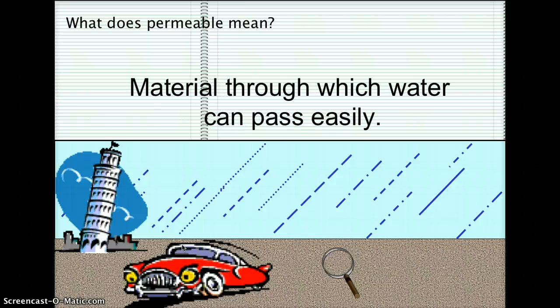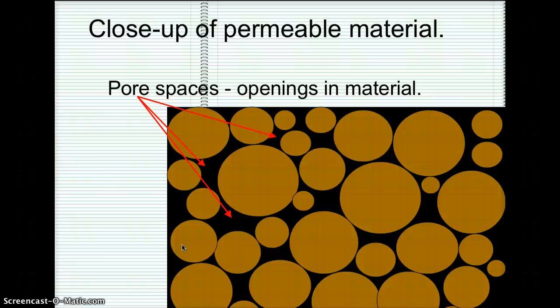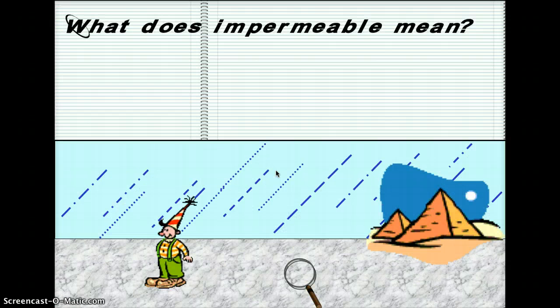So some of the vocab words, like permeable. Permeable is any material through which water can pass easily. So sand is permeable, dirt is permeable. You get the picture. Now, this is my own wonderful example of what permeable material might look like. When you look at sand grains or dirt particles up close under a microscope, you would see that there are pore spaces, openings between the particles because they don't fit together perfectly. And those are the pore spaces that allow water to move through.